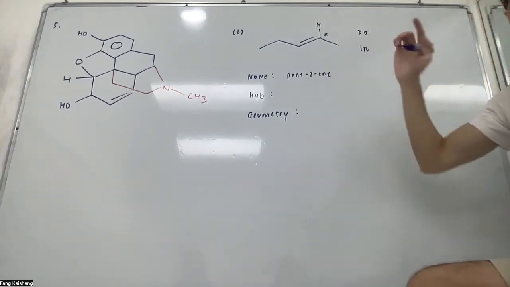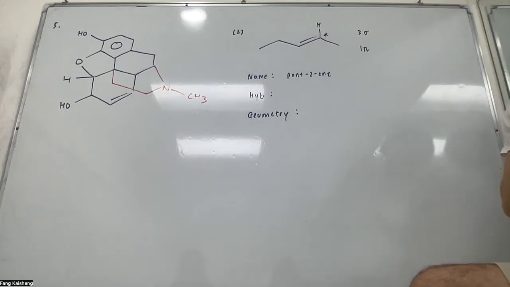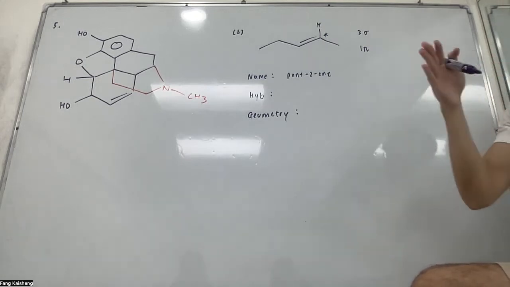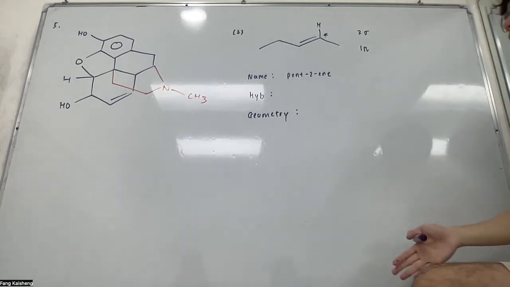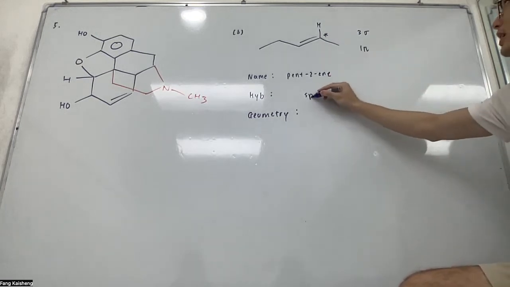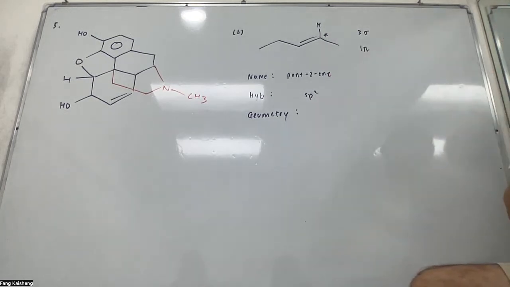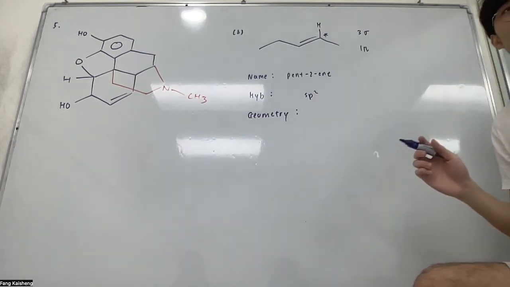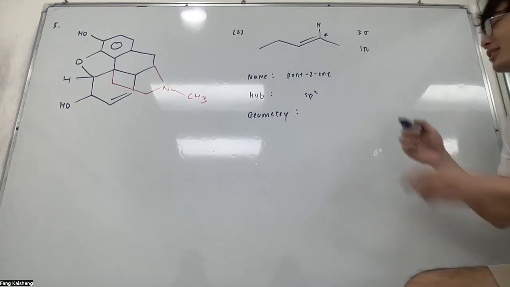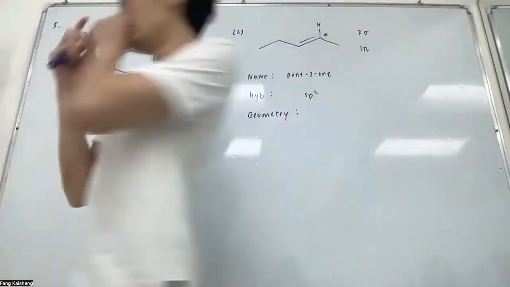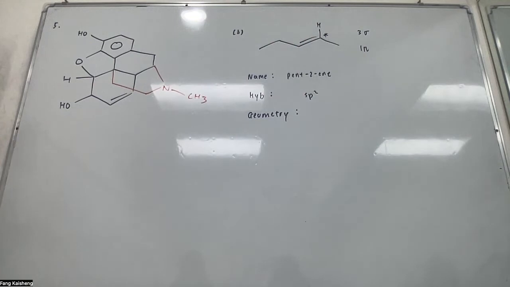3 sigma is formed via the head-on overlap of 3 sp2 hybridized orbitals. 1 pi is formed via the sideways overlap of 1 p orbital. That's it. Finished. All good? So that's hybridization. We'll talk more about that later, with more questions.